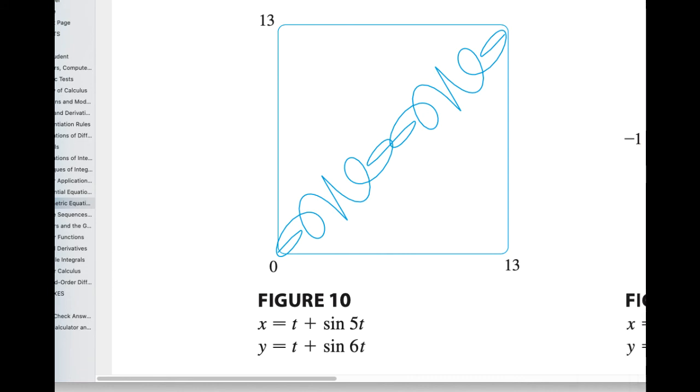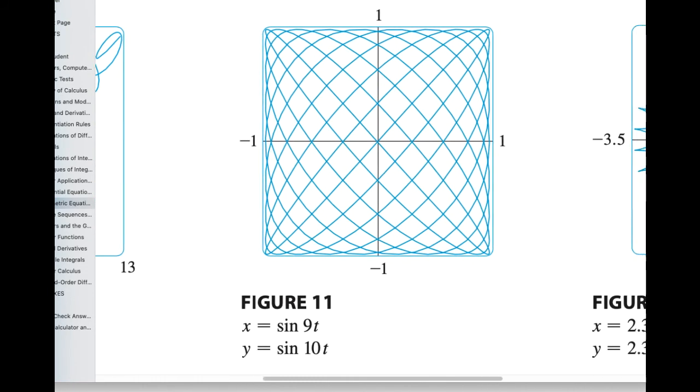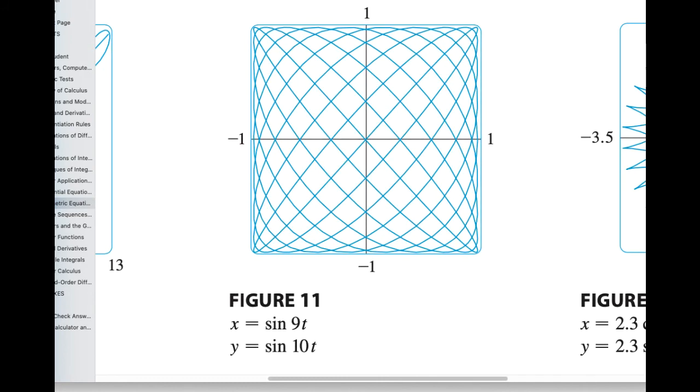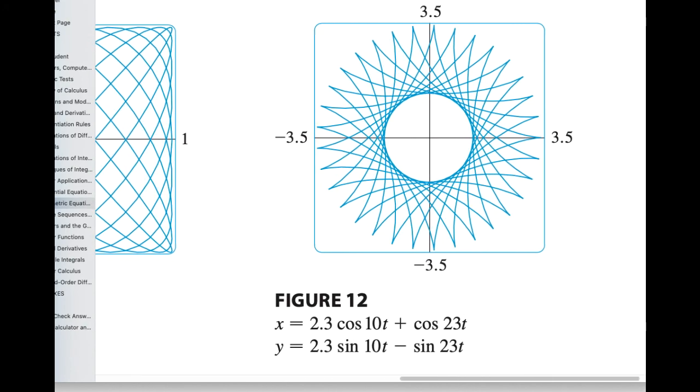If we take a look at another example that he has, again, a set of parametric equations that looks quite simple: x equals sine 9t, y equals sine 10t, and we get that graph. And then the last example he has here is equations that look a little bit trickier, and they give us some kind of spirograph as well.